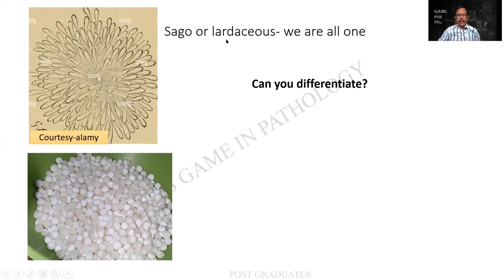I use a mnemonic. R.A.T.S means lace-like. So there is a network around the sinusoids in a lace-like manner. This is called R.A.T.S spleen. Whereas sago means the sago grain. It is a kind of a grain. It has got this kind of an appearance. So it is called a sago spleen. Both of which are classical of amyloidosis of the spleen. I hope you are able to differentiate between the two.